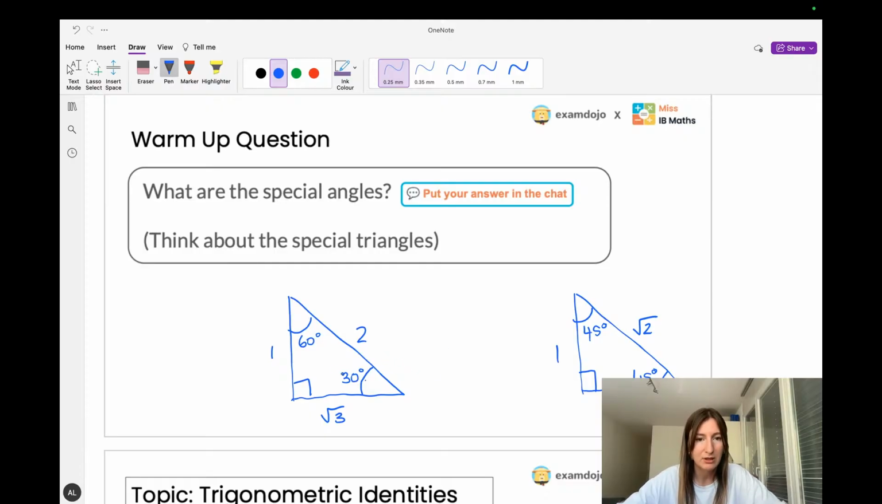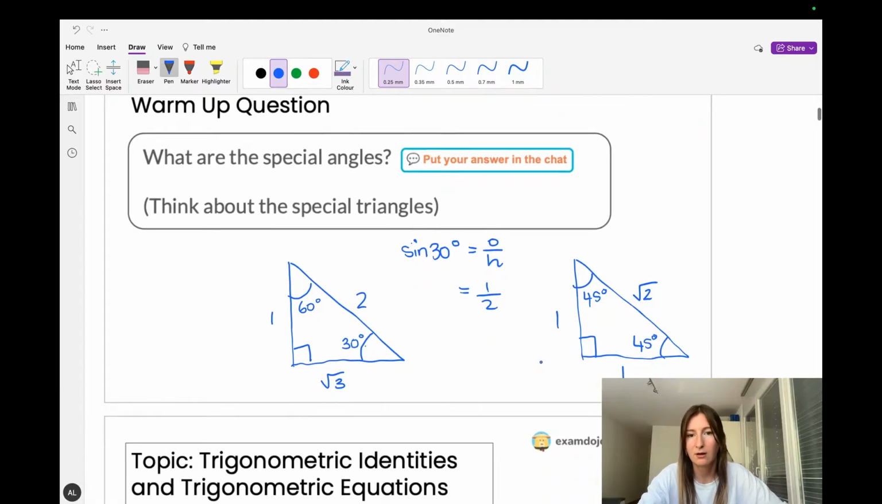So for example, we want to know sine of 30 without a calculator. So the exam question leads you to something where you need to know sine of 30. So sine of 30 is opposite, well, sine is opposite over hypotenuse. So here we have opposite being 1 and hypotenuse being 2. So there we go. Sine of 30 is a half. And that's how you can find all of these angles. All right.